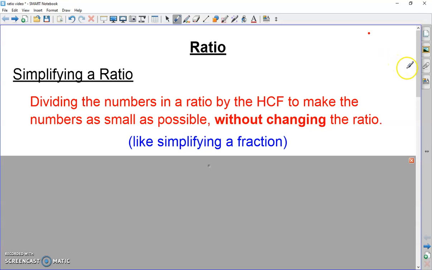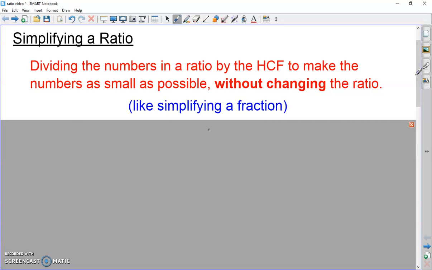We'll start with simplifying a ratio then. As you can see here, it says dividing the numbers in a ratio by the HCF, that's the highest common factor, to make the numbers as small as possible without changing the ratio. You can have ratios which have quite big numbers, but as long as you divide by the same number for all the parts, you can make the numbers a lot smaller without actually changing the ratio.